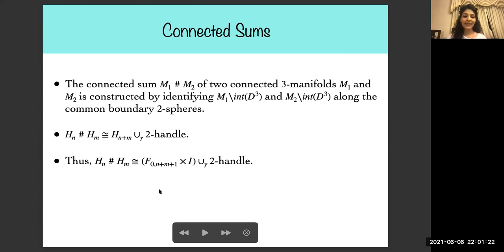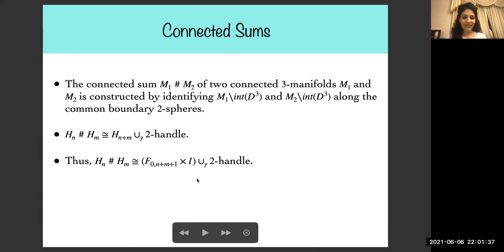And since we know that handlebodies are thickenings of planar surfaces, this tells us that H_n connected sum H_m is going to be homeomorphic to the thickening of the disk with n plus m holes with a two handle attached along some curve gamma.